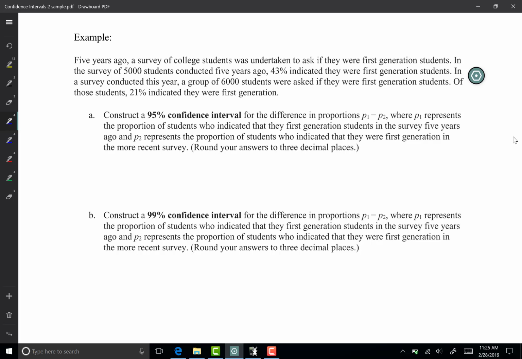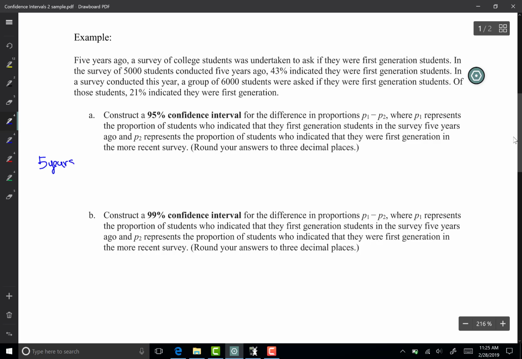So again, we have two samples here. Our first sample is from 5 years ago, and the second sample is from today. So for my first sample, I'm going to write down my sample size. I'm just going to use a subscript of 1. That's 5,000. And the p hat from there is 43% or 0.43.